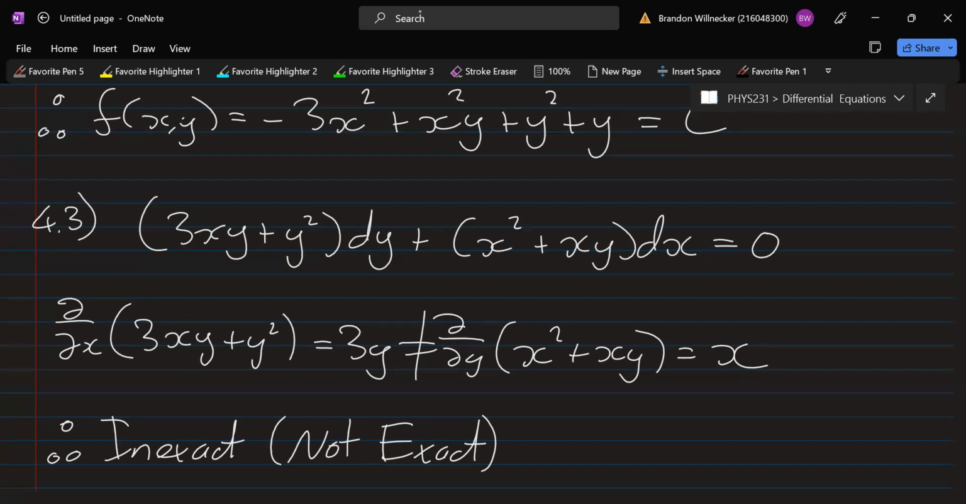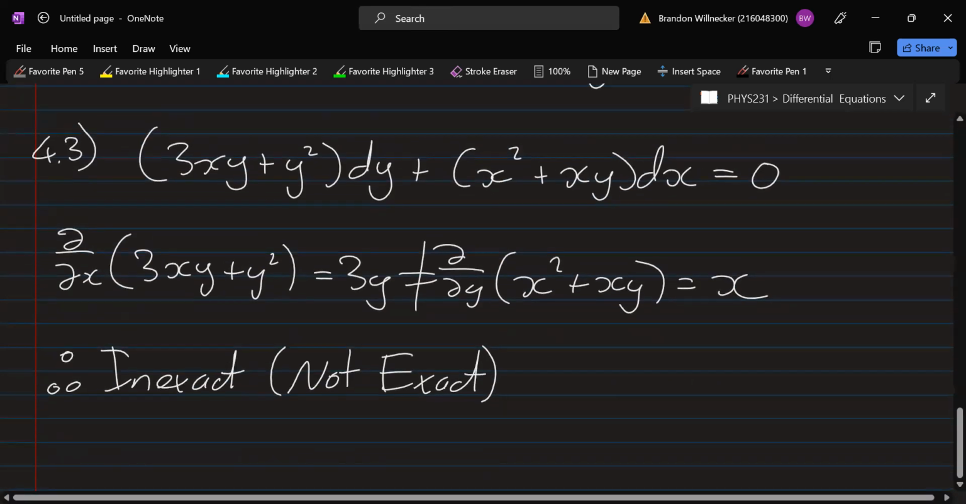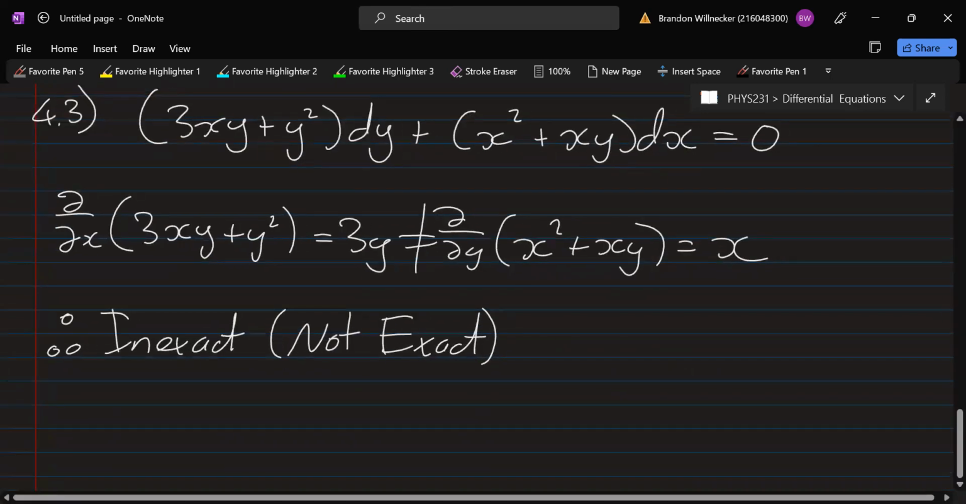But we can make this exact using an integrating factor. So I'll leave that for homework to find the integrating factor. But we're given that it should be x. So we're given what it is, and we need to show that it becomes exact, but it's good practice to see where that x comes from. So a little bit of homework: show that the integrating factor is x.